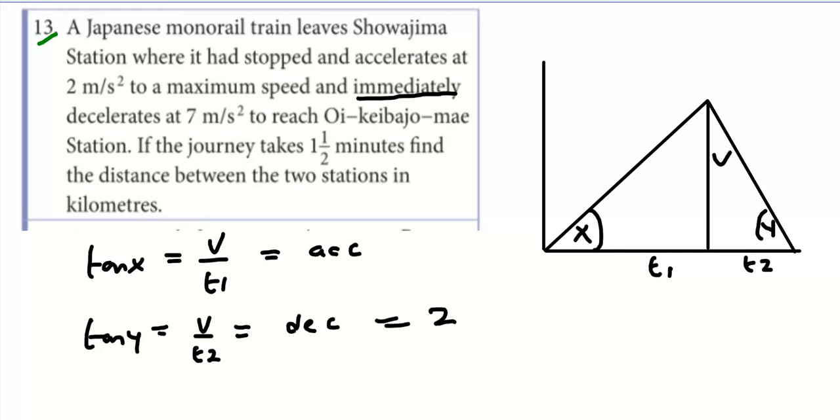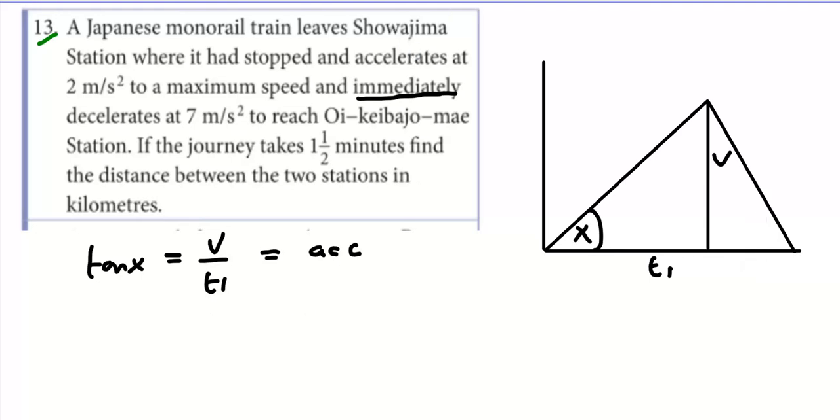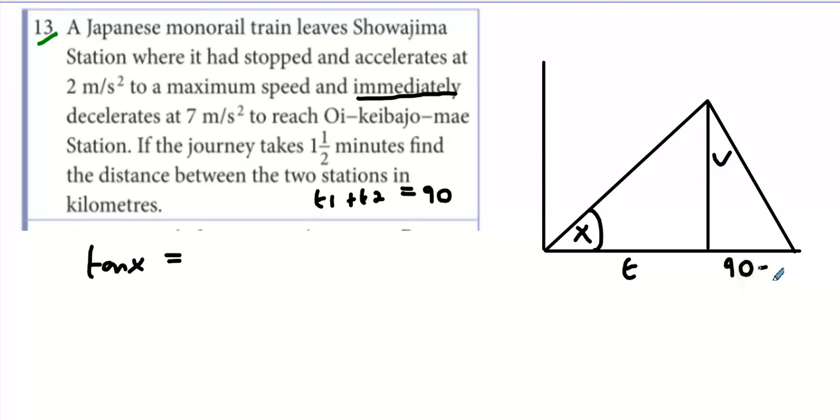All right. Now, we got some information about the time. What information can I use about the time? Would everybody agree that T1 plus T2 equals 90 seconds? Everybody good with that? So for argument's sake, if I was to call this T, what would the other one have to be? 90 take away T. Because when you add T1 and T2 together, the answer has to be 90. Everybody good with that? All right.